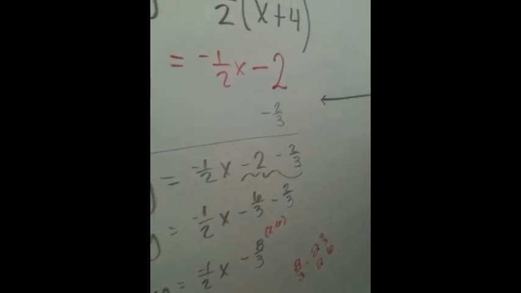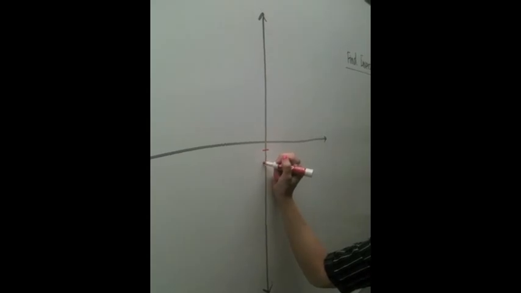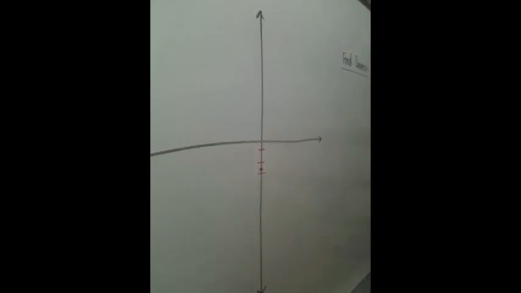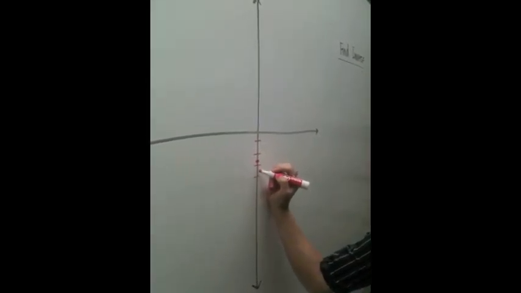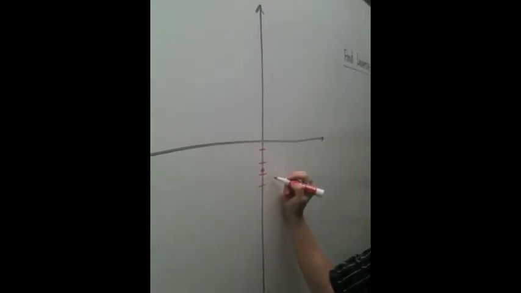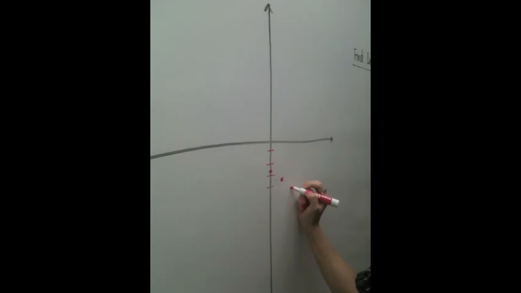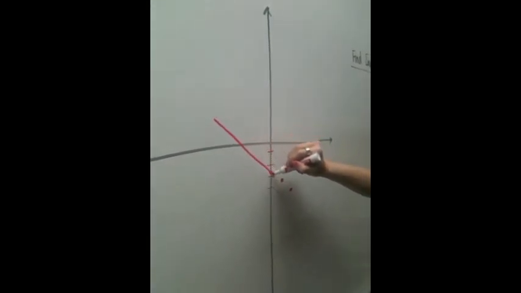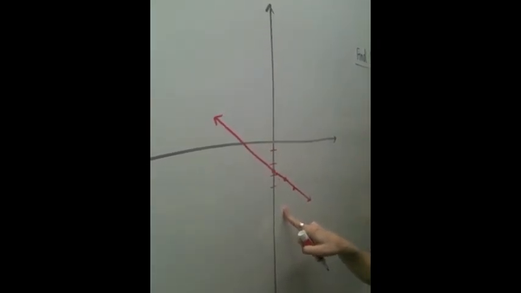Okay, so graph it. Where's my intercept? 2.6. Positive or negative? Negative. Okay, so negative 2.6 would be about right there. And then what's my slope? Negative 1/2. Okay, so I'm going to go down 1 and over 2. Do one more, down 1, over 2. Any questions so far? So I have my function graphed.